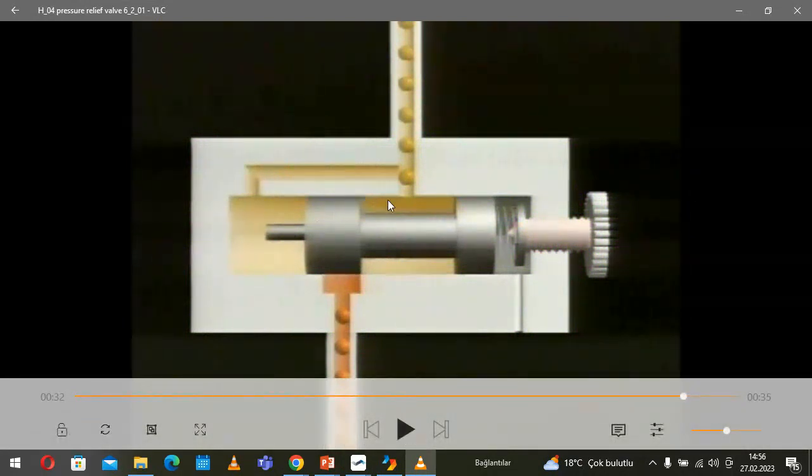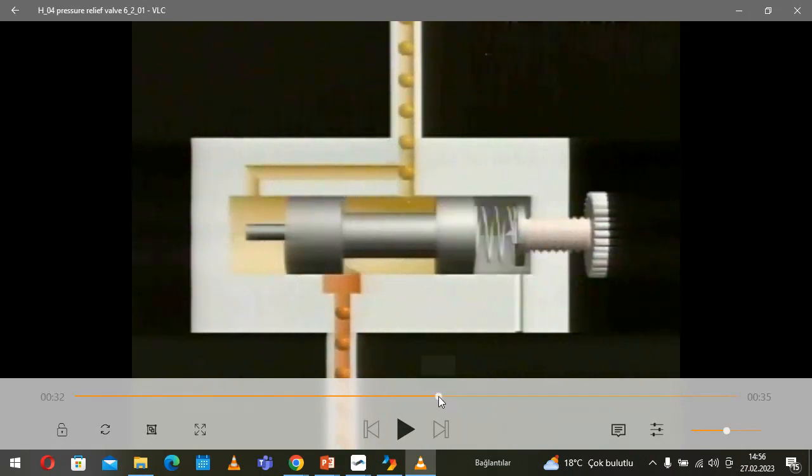So, this is the pressure regulator. So this is the cylinder side. This is the linear actuator side. And at the beginning, you have seen this is completely open here.